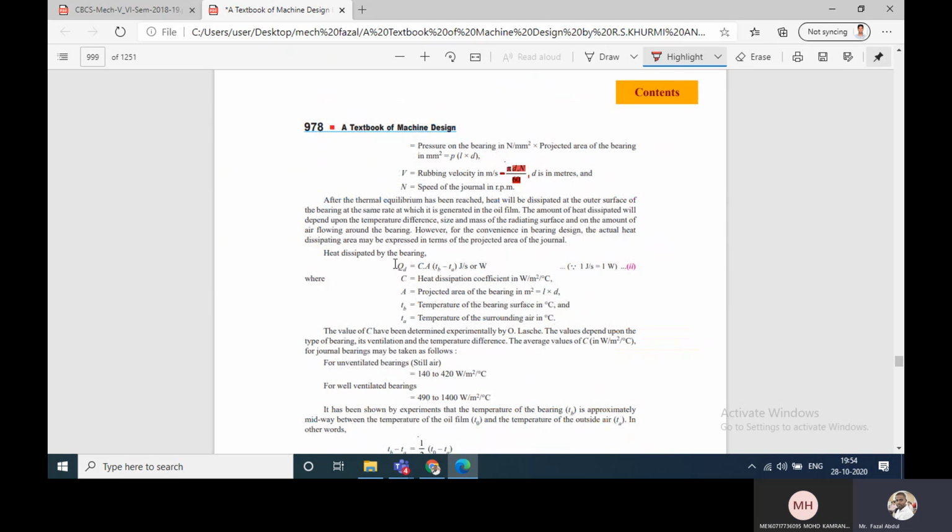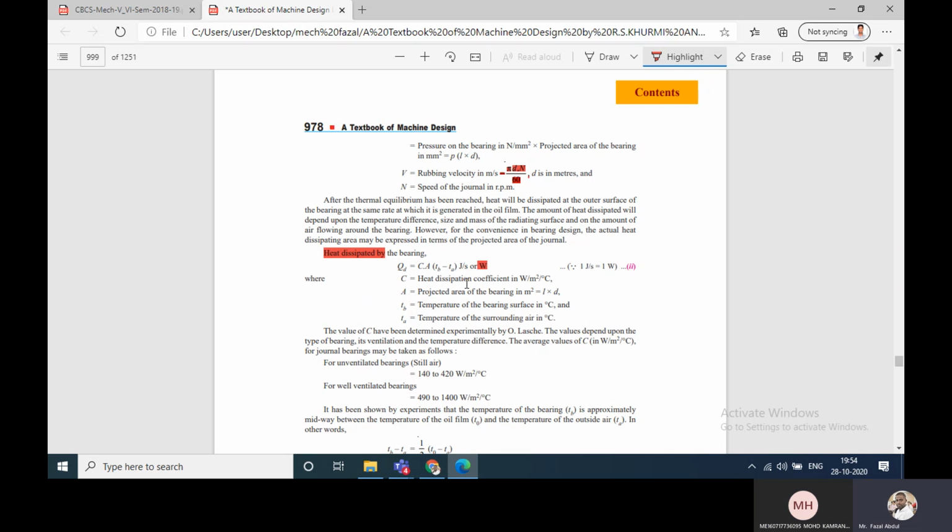Now heat dissipated in the bearing, another relation: QD equal CA into TB minus TA. The units of heat generated and heat dissipated are always W, watts. Remember this one. If you forget to write the units, you will not get the marks. So QD equal CA into TB minus TA.